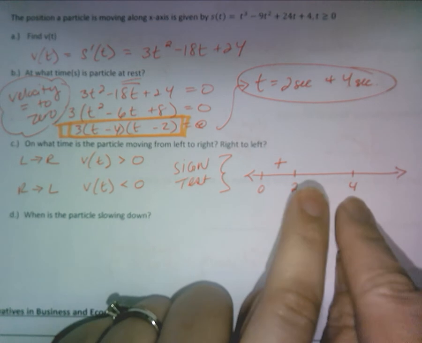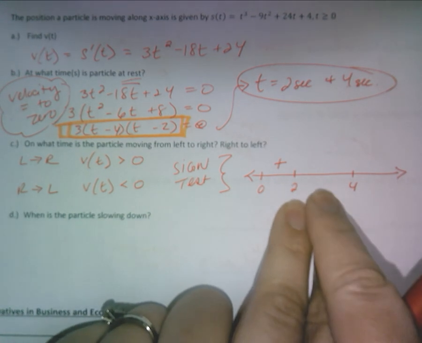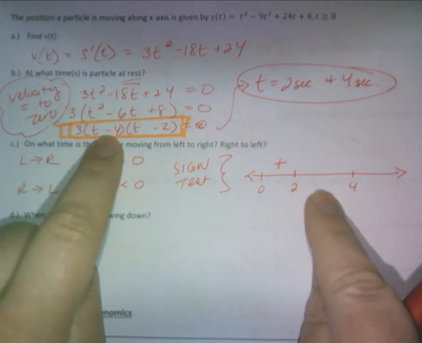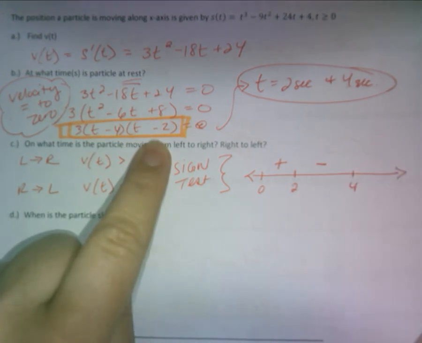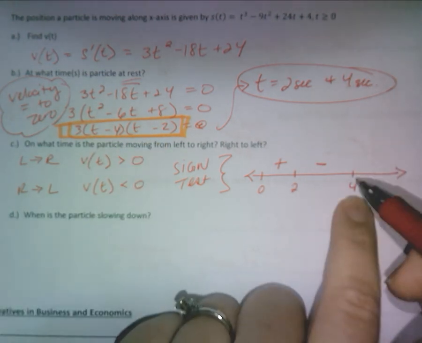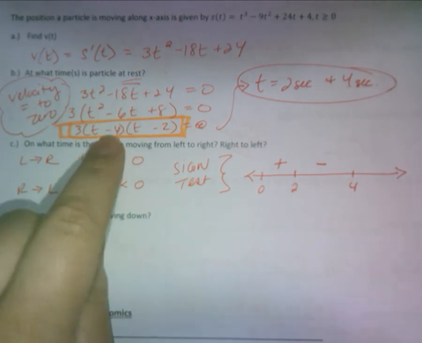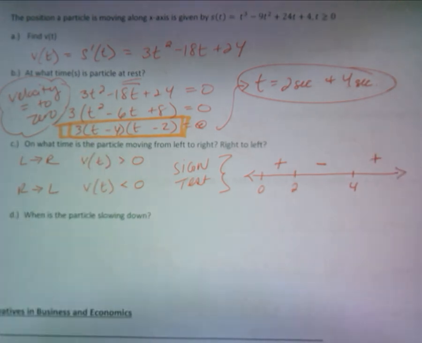Do it again from here to here. Pick a number like 3. 3 minus 4 is negative. 3 minus 2 is positive. So a negative times a positive is negative. And do it again from here to here. So pick 5. You would go positive, positive.